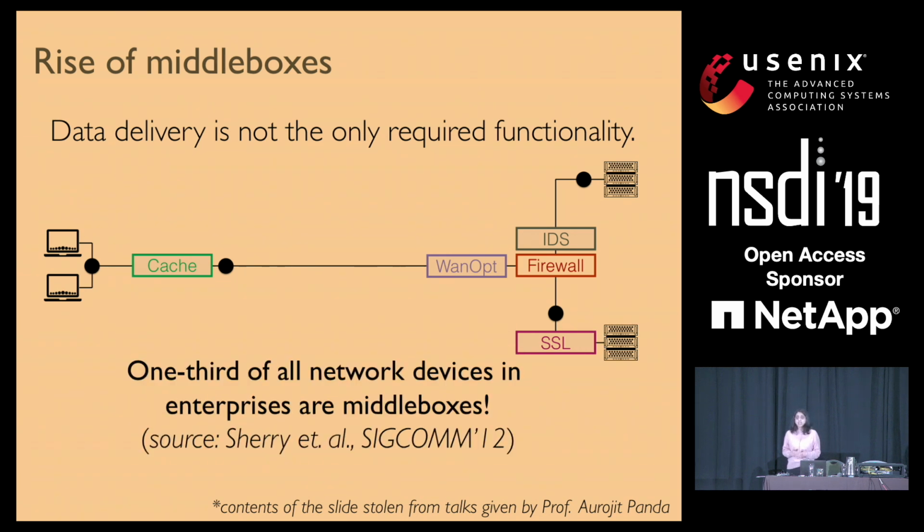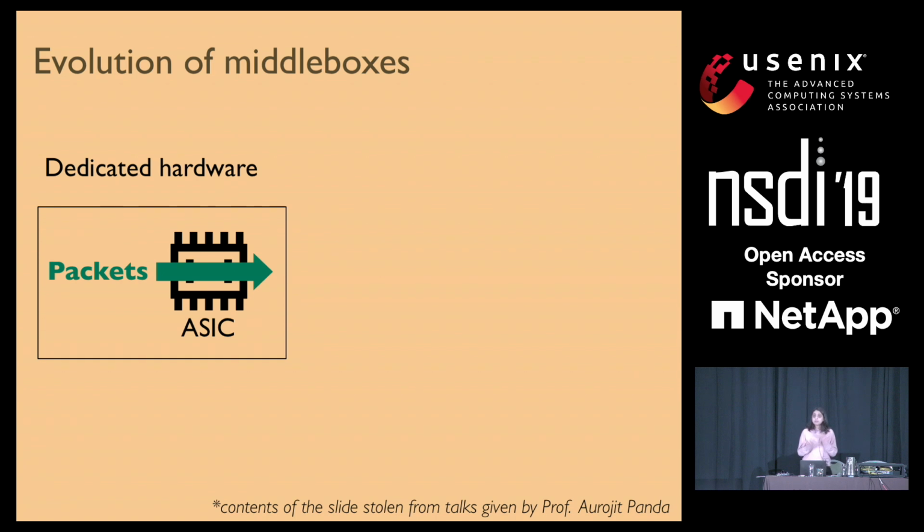So middle boxes have emerged as the predominant way of deploying new network functionality in networks. And a survey conducted for SIGCOMM 2012 showed that one third of all network devices in an enterprise are middle boxes. So they're exceedingly common. Now, the way that we have been implementing middle boxes has evolved over the years.